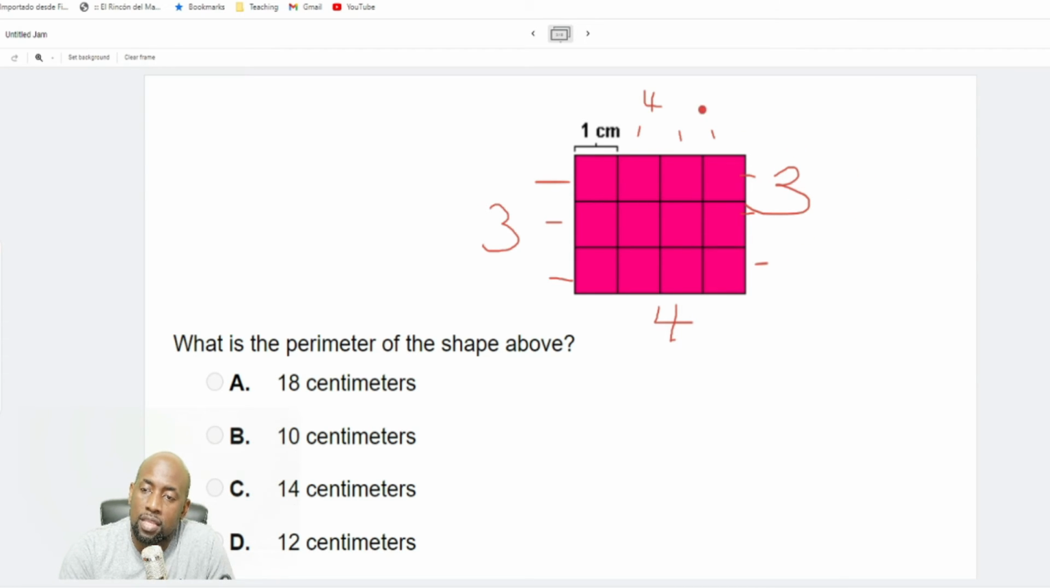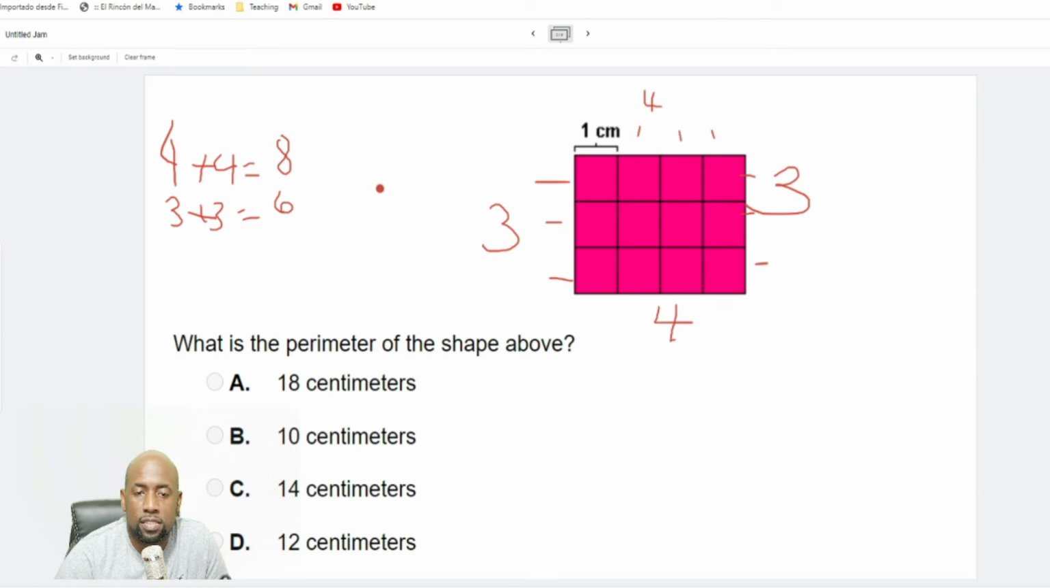Perimeter is to calculate the distance around the shape. How do we get that? Okay, we can add by pairs. 4 plus 4 is equal to 8. Then 3 plus 3 is equal to 6. Now we have to add 8 plus 6. 8 plus 6 is equal to 14 what? Centimeters, because it says cm over there. What is the perimeter of the shape above? So we see here is 14, and 14 is the correct answer for this.